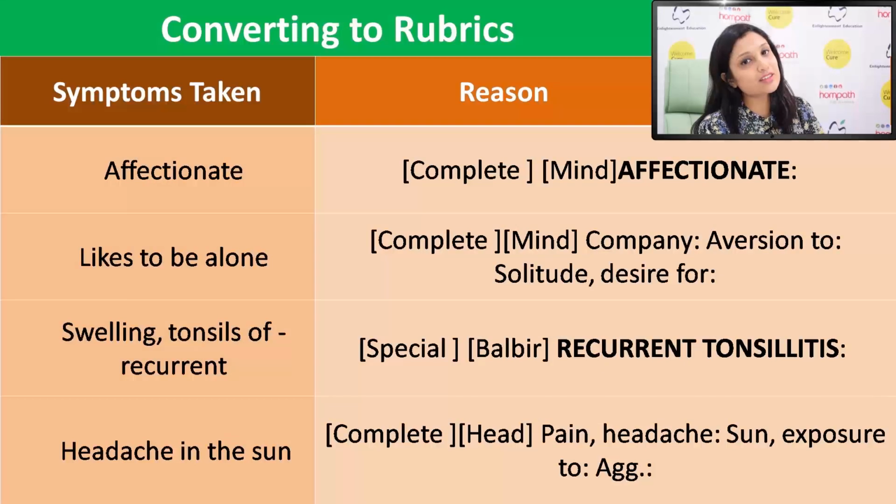Affectionate can be directly converted into the rubric affectionate, seen in the mind chapter. Likes to be alone. Now this rubric is found under company, aversion to, solitude, desire for. Solitude means being alone. Swelling of tonsils, recurrent. This is a direct rubric that we found in Balbir Singh's repertory from Homepath, and the rubric's name is recurrent tonsillitis. And the last would be headache in the sun, and the converting rubric is pain, headache, sun, exposure to, aggravates.